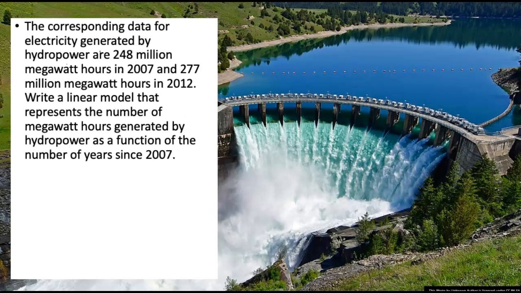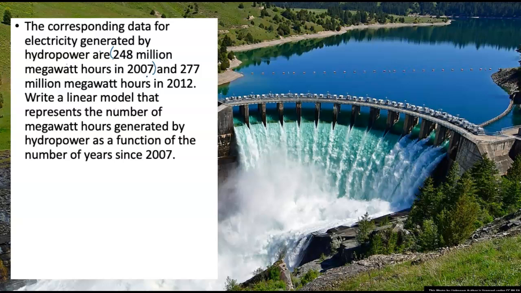We see here we have a hydropower electricity generator. So the corresponding data for electricity generated by hydropower are 248 million megawatt hours in 2007 and 277 million megawatt hours in 2012. Wow, that was a lot of information. Let's look here. I know that 248 megawatt hours in 2007, those two numbers go together. That's an ordered pair. They're connected to each other. The 248 belongs to 2007.